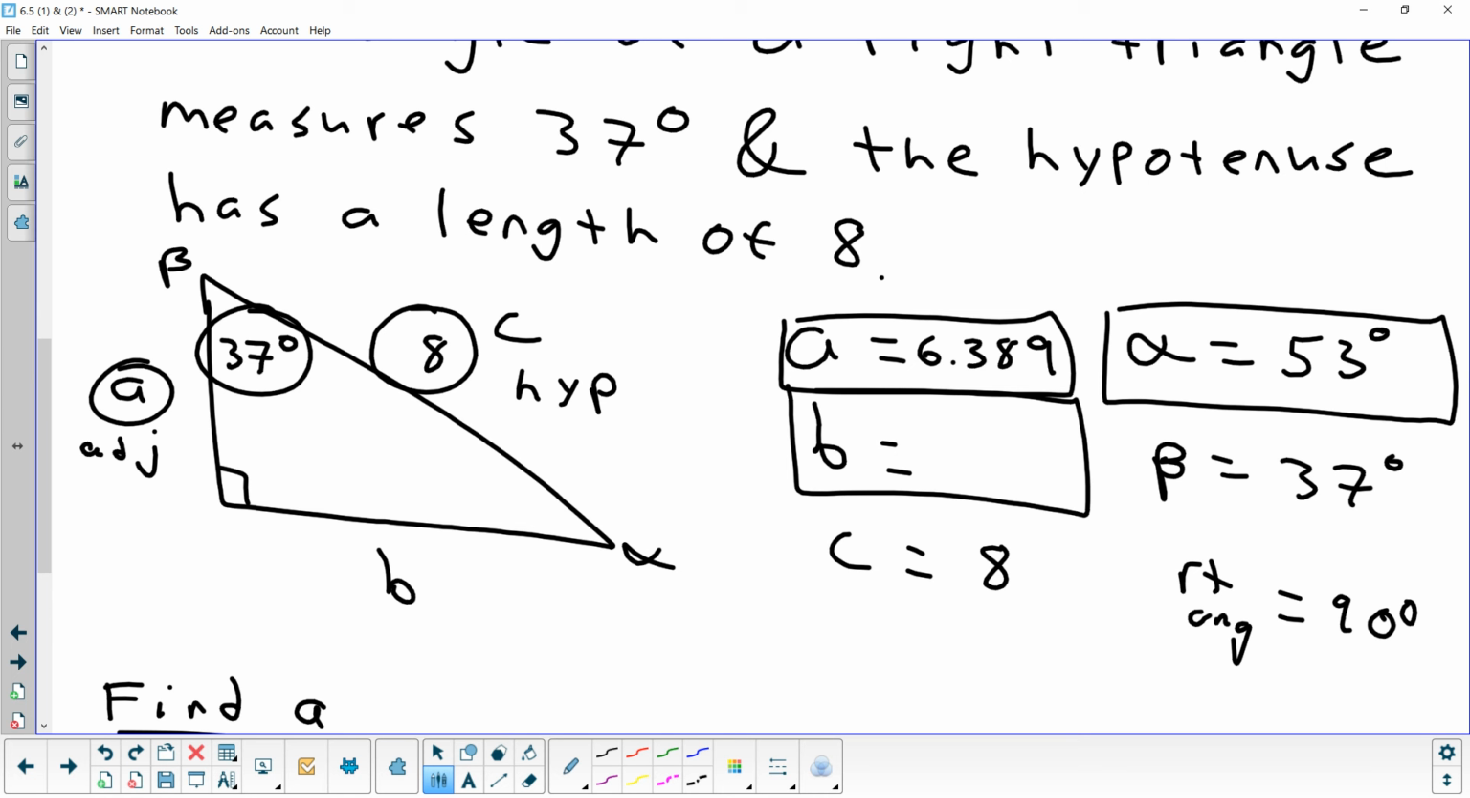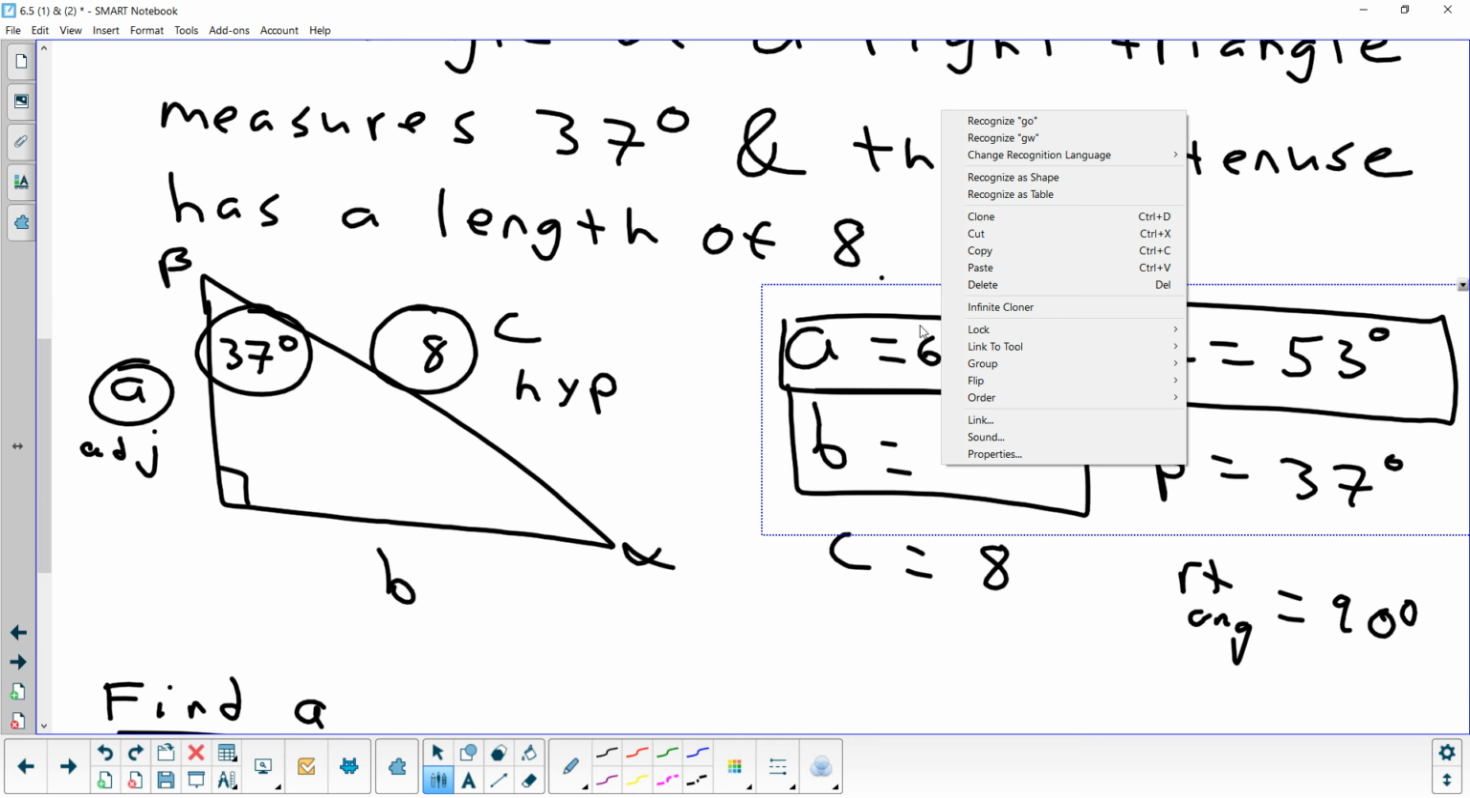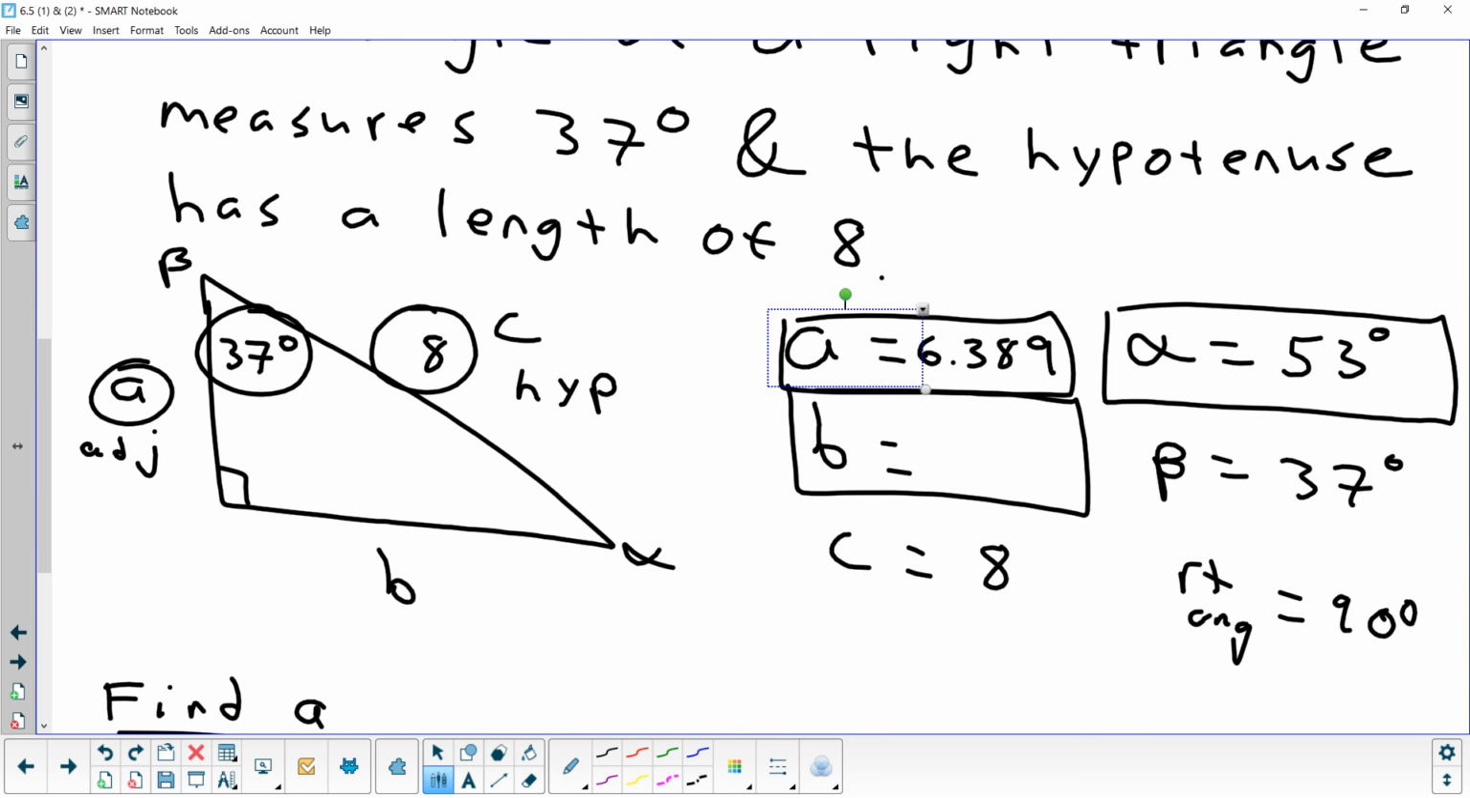Right. Could have made a mistake with A, and even if we didn't make a mistake, that's not an exact answer. That's a rounded answer. So we don't want to use anything that's rounded to try to find something else. But even worse, it could just be wrong. And then now B is wrong. So let's find B the same way.